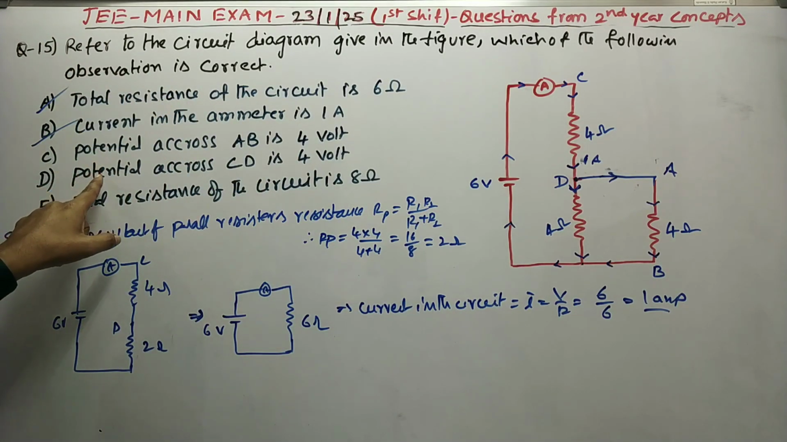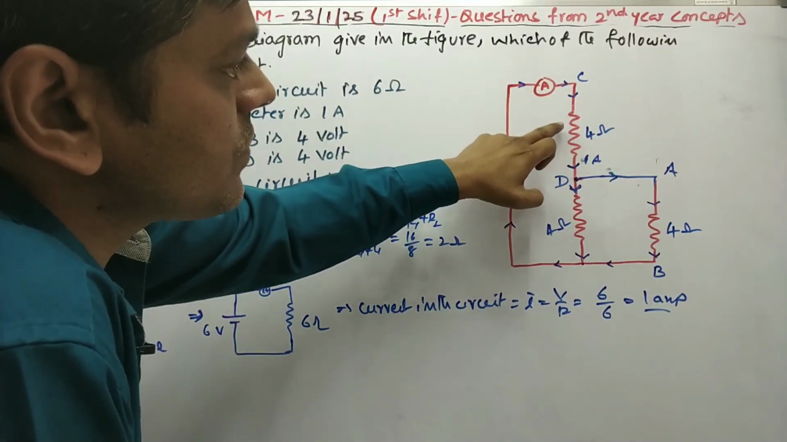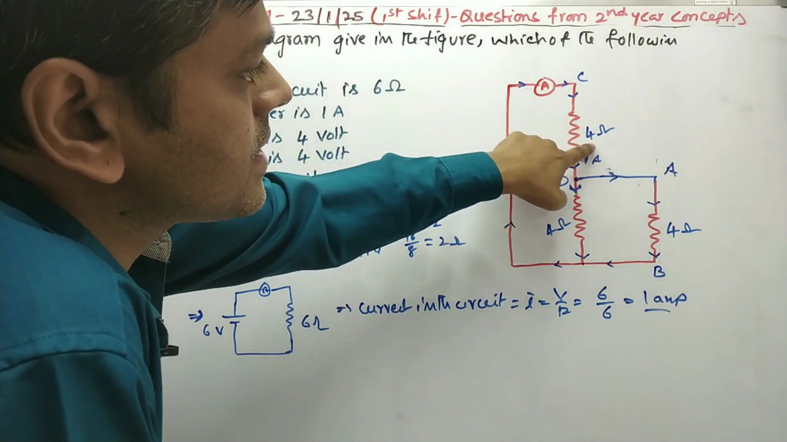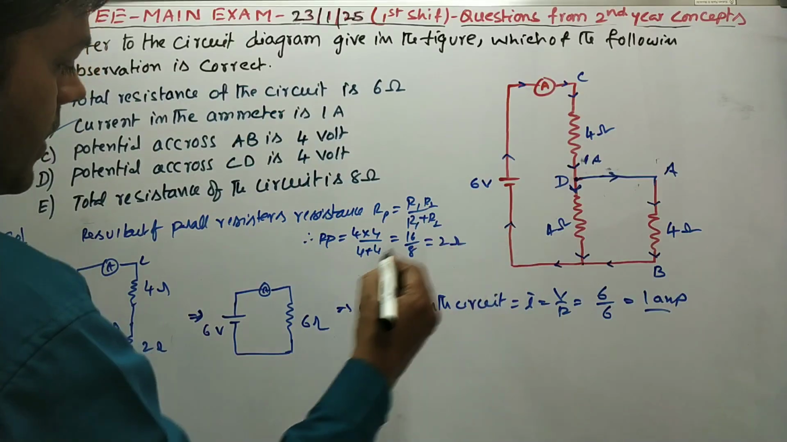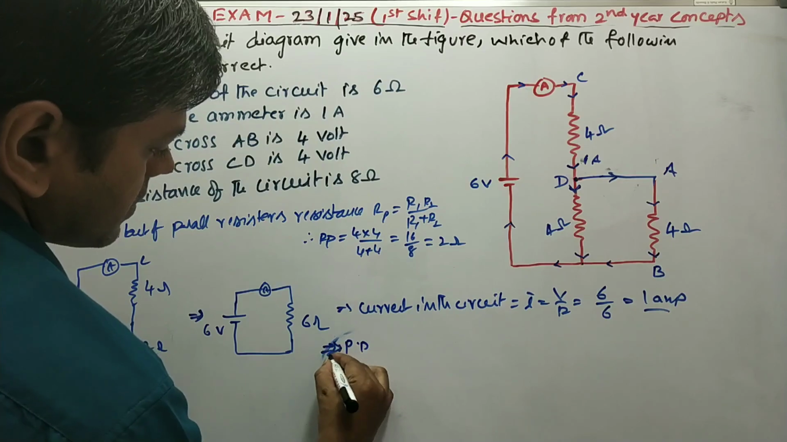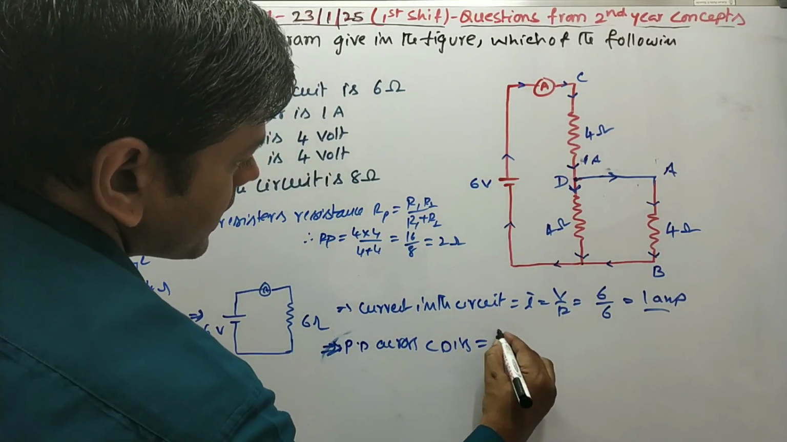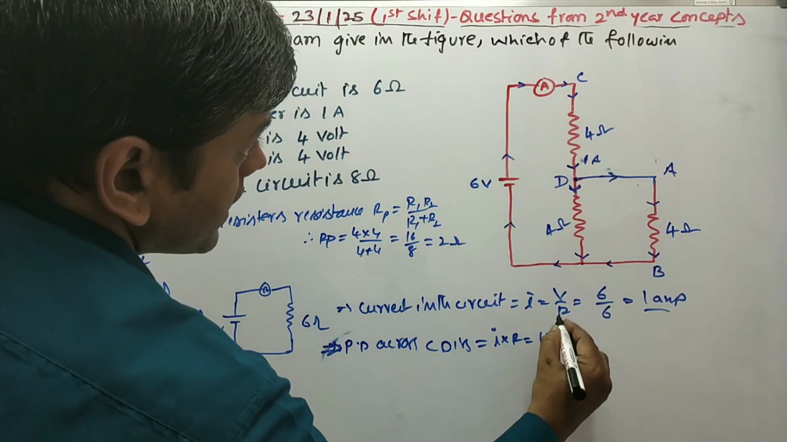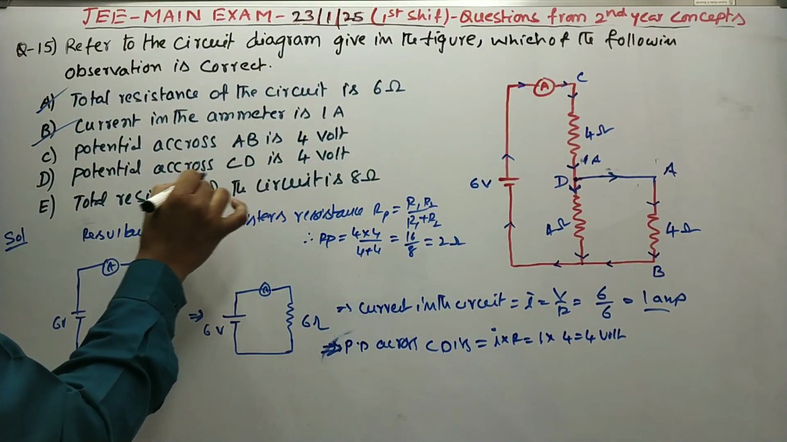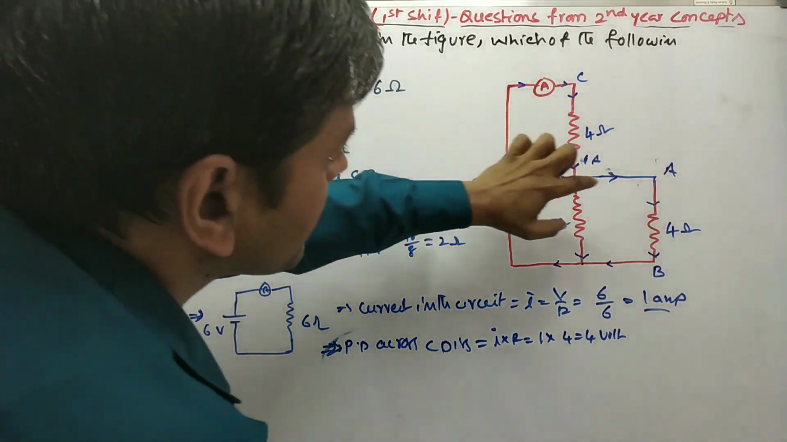Okay, right. Next, the potential difference across CD. What is the potential difference across CD? V is equal to I into R. I into R means what? Current is 1, resistance is 4. So the PD across CD is equal to I into resistance. Current is equal to 1, resistance is equal to 4. What is it? 4 volt. Yes, the potential difference across CD is equal to 4 volt.